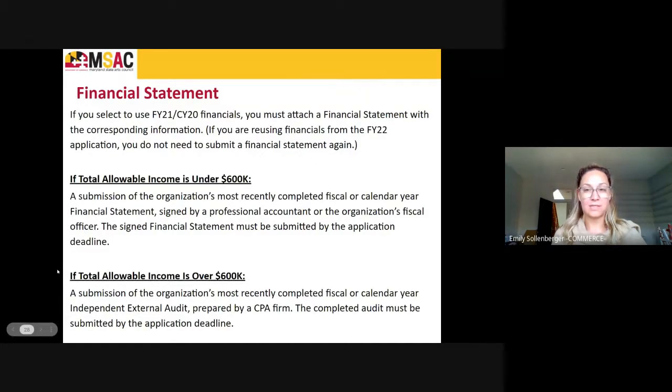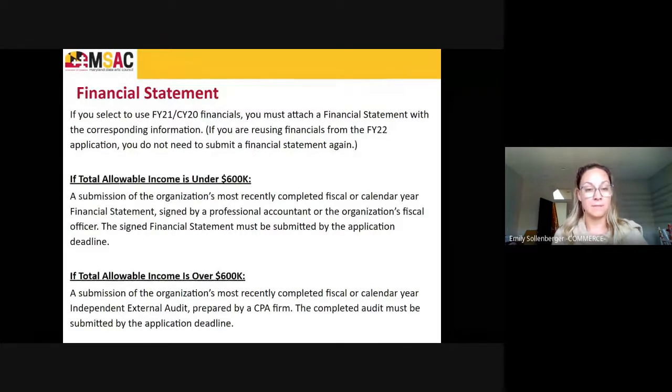So within your financial statement, you must provide the corresponding information if you're using the FY21 or calendar year 20, so new financials for this year. If your total allowable income is under $600,000, you just need to submit a financial statement that's signed by your professional accountant or a fiscal officer for the organization. So that would be something like your profit and loss statement, only if you're under $600,000 of allowable income. That's all we need is the financial statement that's signed off.